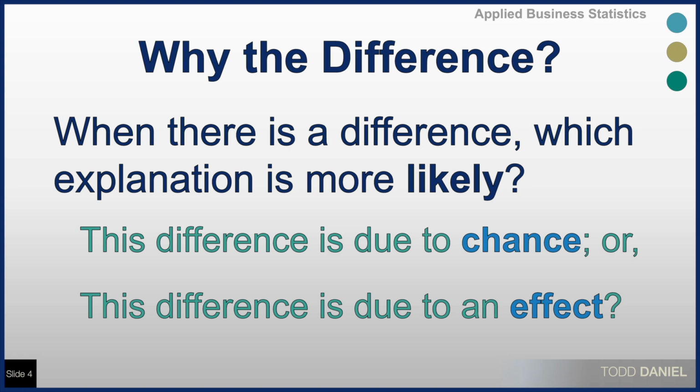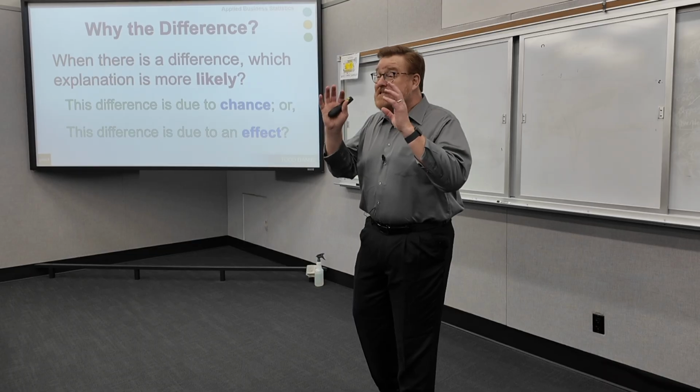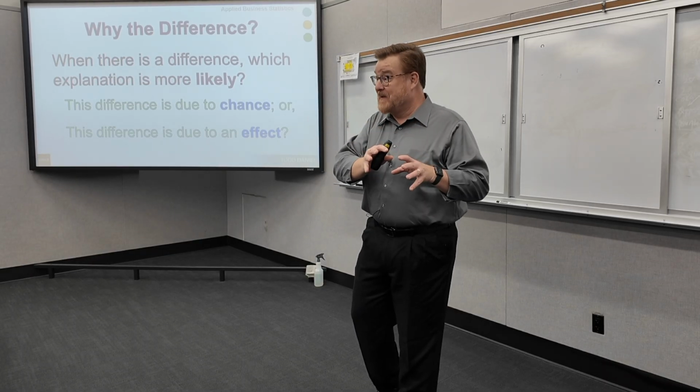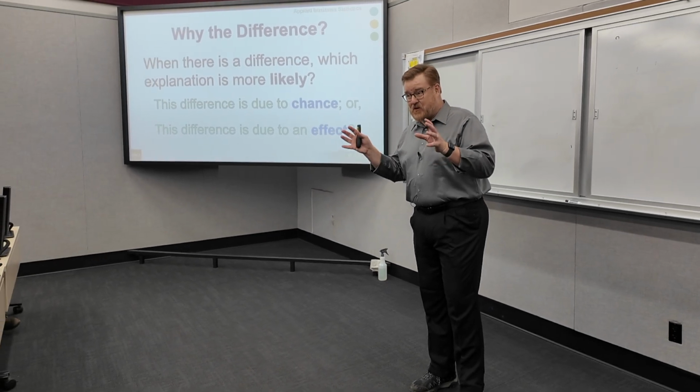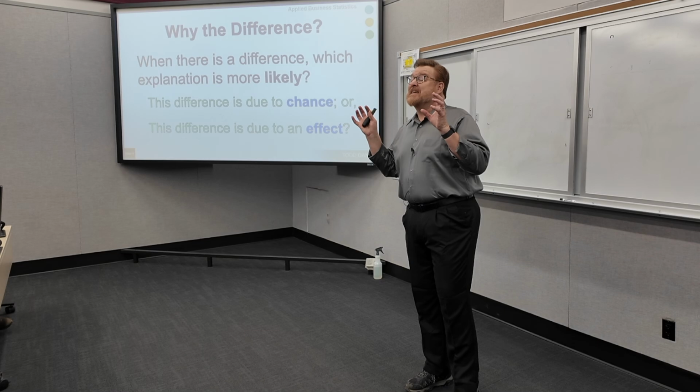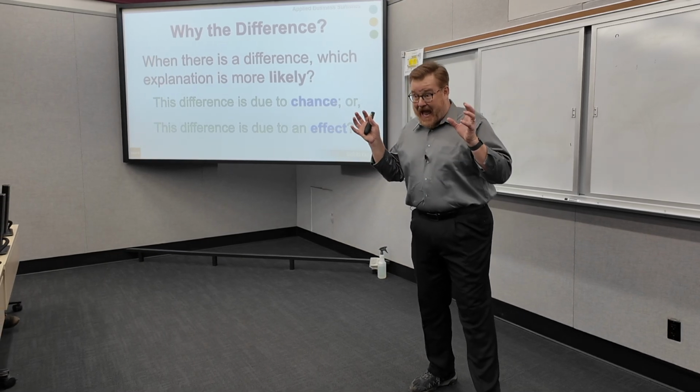However, and this is especially true if you do some kind of treatment, sometimes the sample mean and the population mean are different because there was an effect, that the drug that you're testing actually worked. There's still some random chance, but the biggest reason for the difference between those two means is the effect. The drug actually worked.